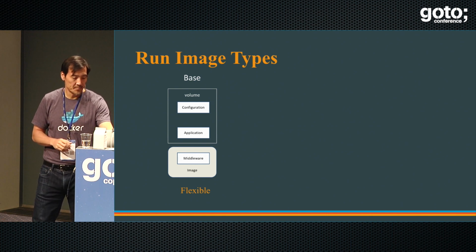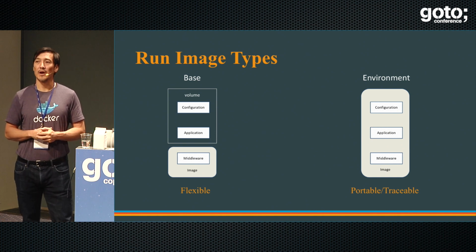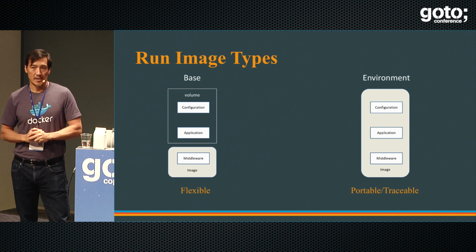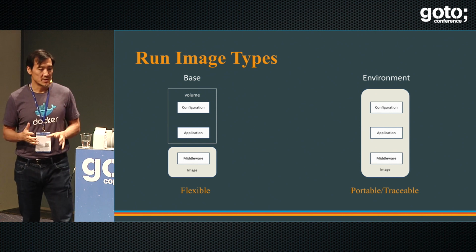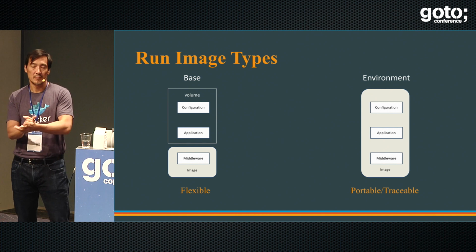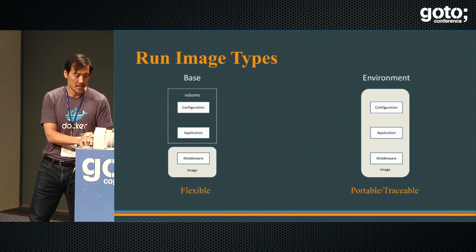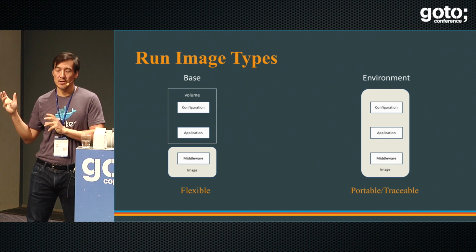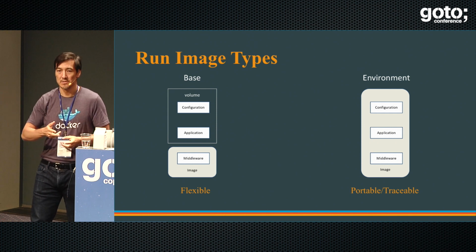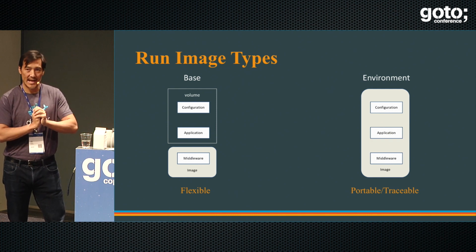And the other side is what we would call an environment image. Now, why do we call it an environment image? It's because it's specific to, let's say, UAT, or it's specific to pre-prod. And at this point, you bake everything into the image. All of the configuration, the actual application, everything.